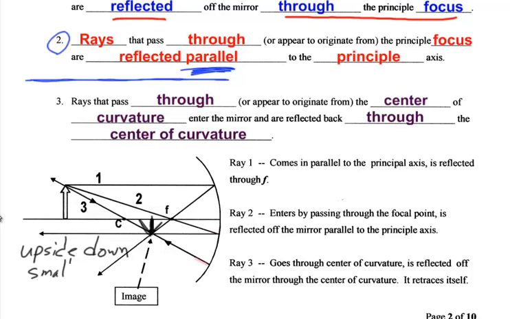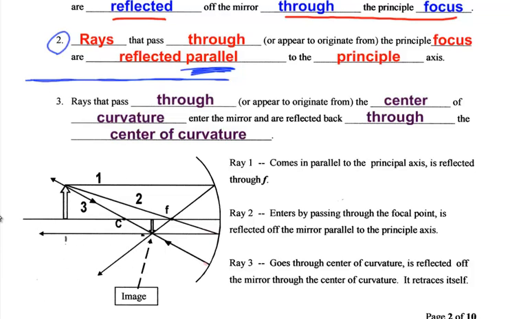It's smaller, right? It's only this tall when this image is this tall. So it's upside down. What you would actually see is that the object would look upside down to you if you were looking in the mirror. It's smaller than the object actually is. And what else? It is a real image because light waves are actually traveling to that location, so it's considered a real image.